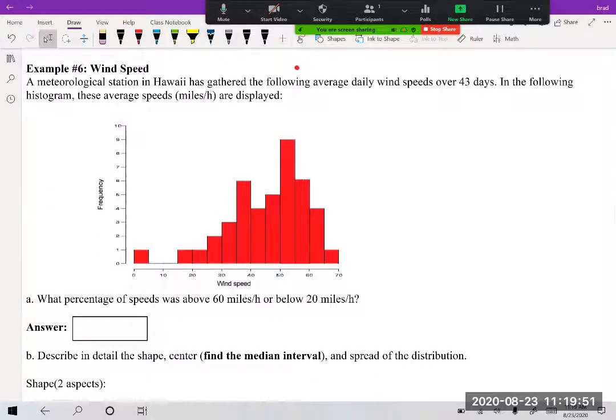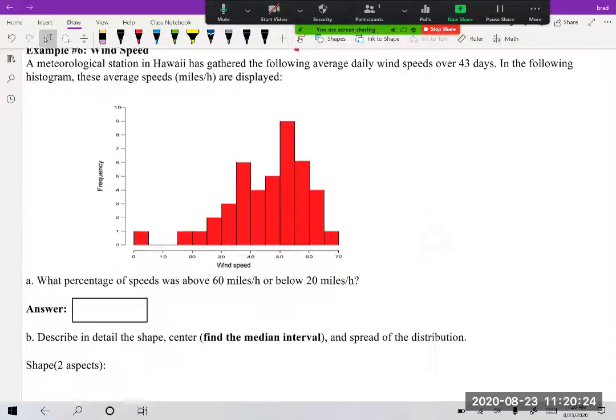Okay, so it says a meteorological station in Hawaii has gathered the following average daily wind speeds over 43 days. In the following histogram, these average speeds in miles per hour are displayed. So they gathered wind speeds over 43 days. And again, this is a good way that maybe they would want to predict, you know, in this time of year for a 43-day window, we have like the last 20 years dating back of data. And you can use this to try to predict what the daily wind speeds will be for that 43-day period based on a large data sample over many, many years, okay?